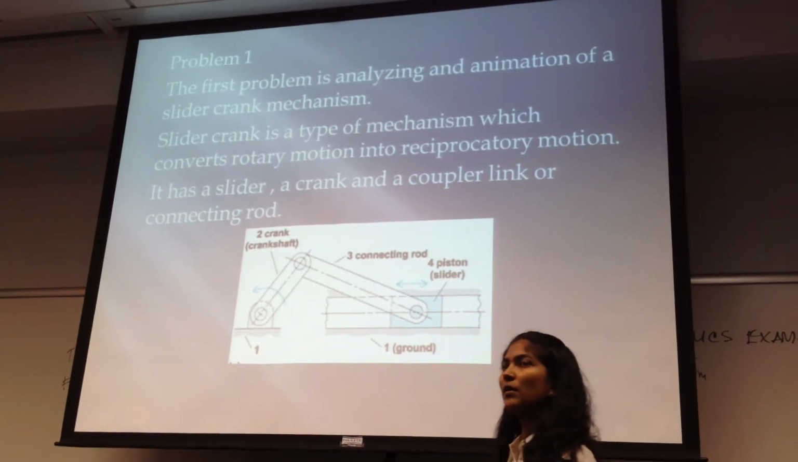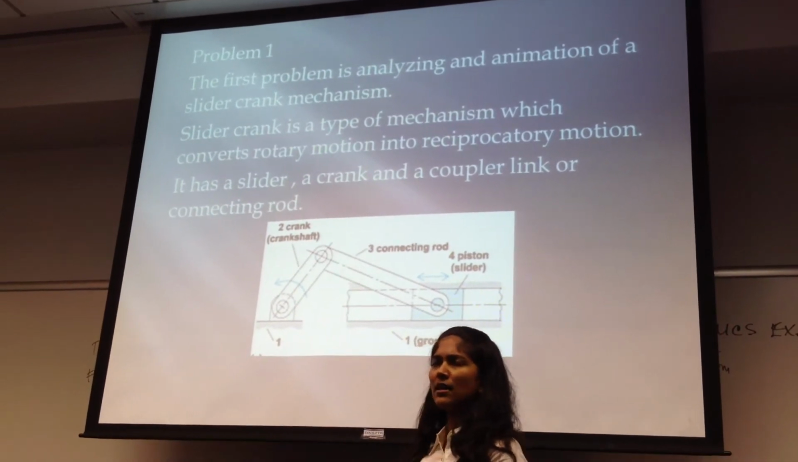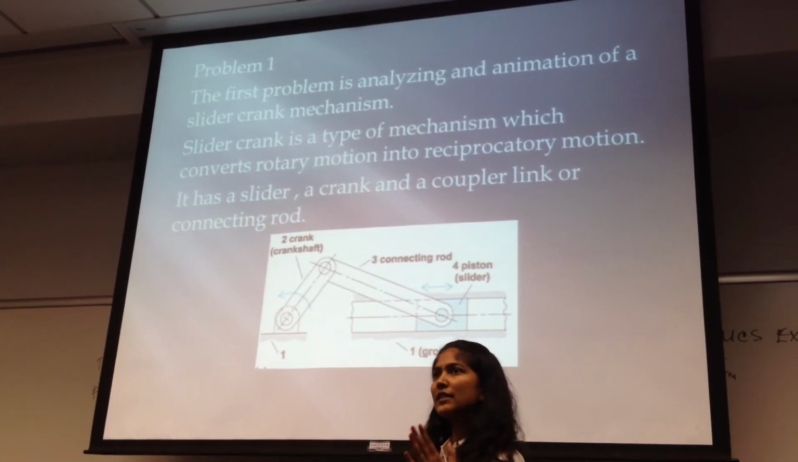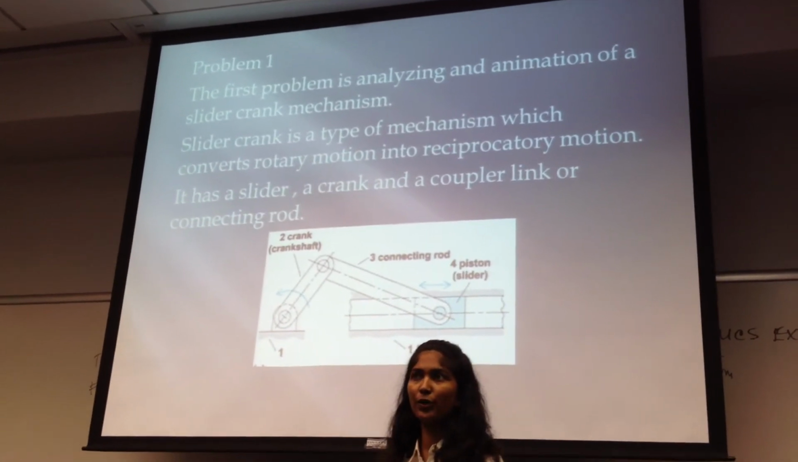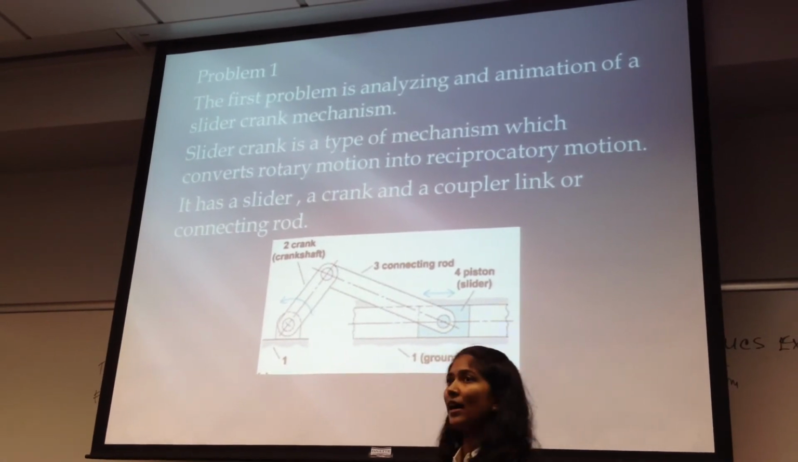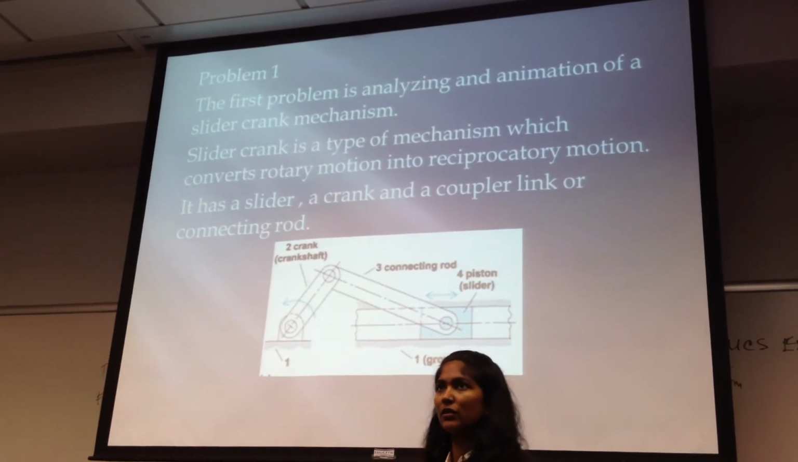Project 1 is analysis and animation of the slider crank mechanism. Slider crank is a type of mechanism which converts rotary motion into reciprocatory motion. It has a slider, crank, and a coupler link or a connecting rod.